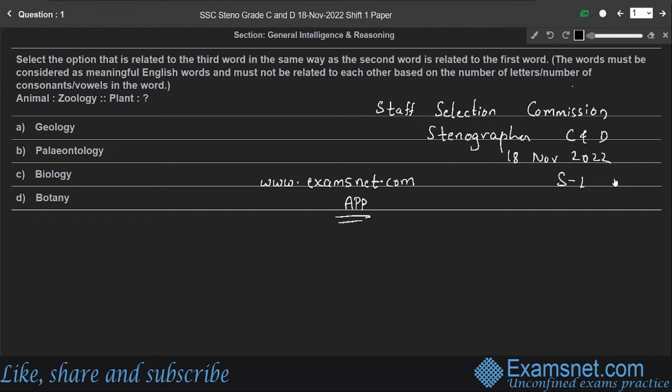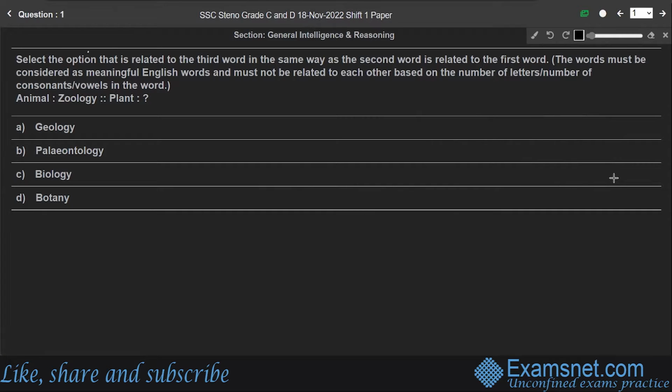Let's begin with question number 1. Select the option that is related to the third word in the same way as the second word is related to the first word. The words must be considered as meaningful English words and must not be related to each other based on the number of letters or number of consonants or vowels in the word.